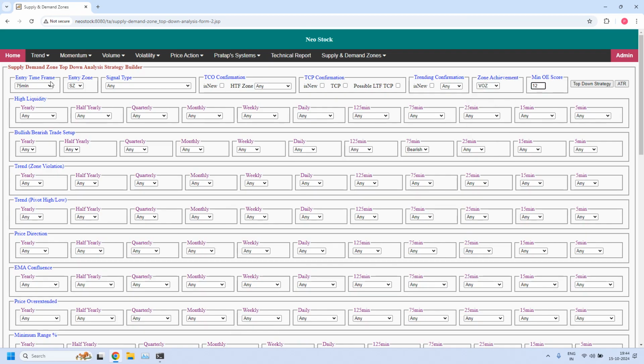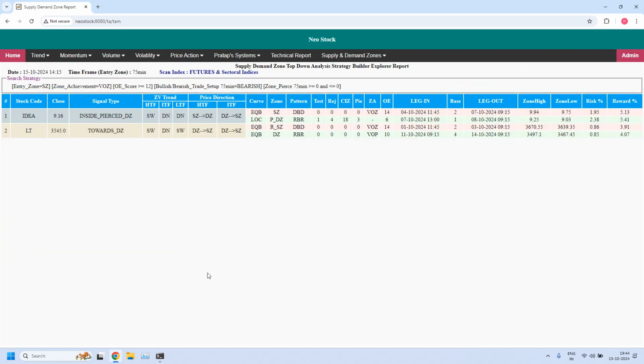All the 3 filters are applied to 75 minute supply zone. Now let's verify. We got 2 stocks. Currently these 2 stocks are supporting bearish trade setup for weekly income trade, that is entry time frame 75 minutes. So let's verify whether any of these stocks are having ITF confluence.